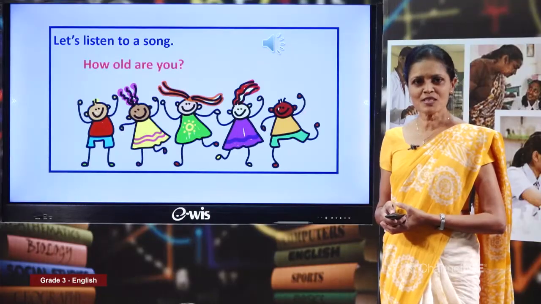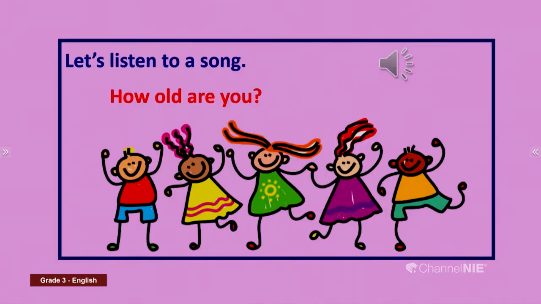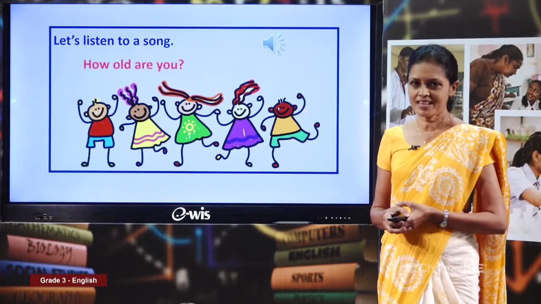Now, let's listen to a song. 1, 2, 3, 4, 5. How old are you? I'm 3 years old. I'm 4 years old. 6, 7, 8, 9, 10. How old are you? I'm 8 years old. I'm 9 years old.